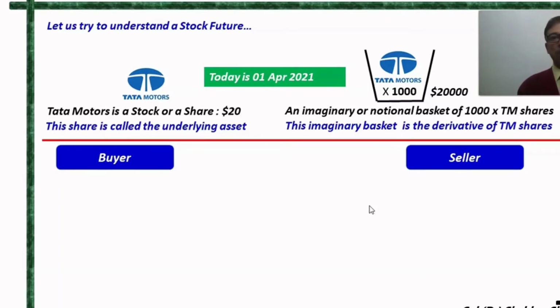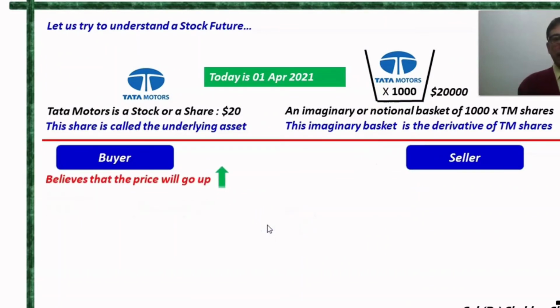And similarly, if you want to sell something but there is no buyer for that thing, then you cannot sell. So for a transaction or a trade to happen, there has to be a buyer and there has to be a seller. So let us consider that there is a buyer and there is a seller in the market for this notional basket which does not exist in reality.